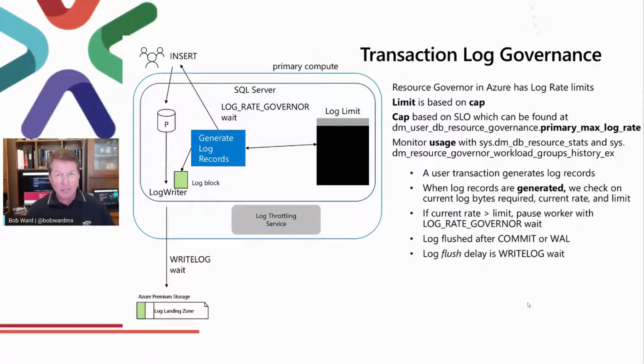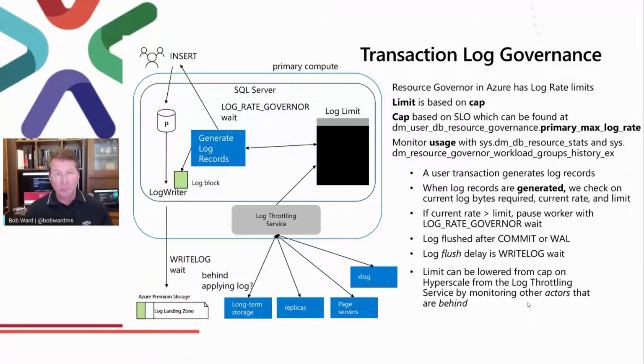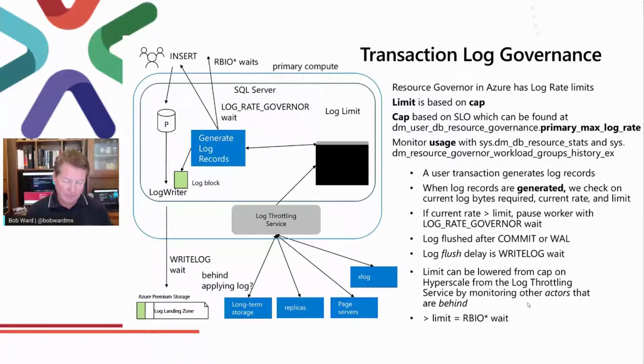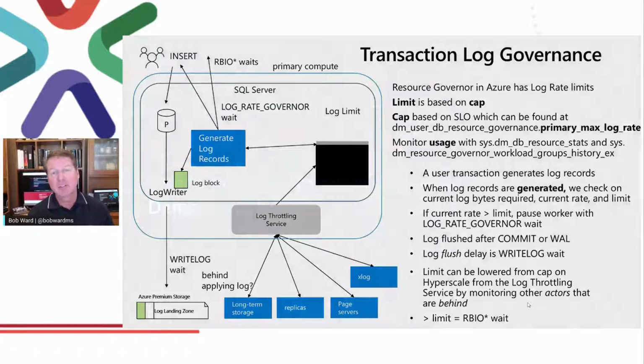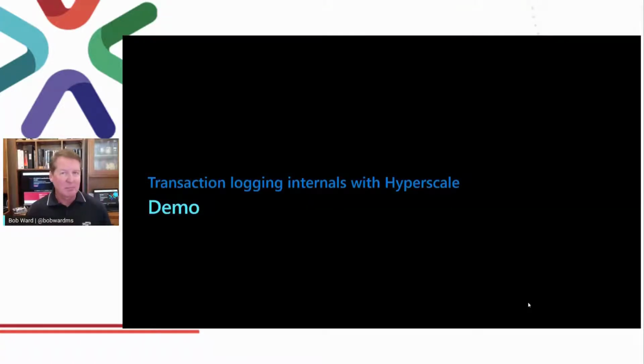Now for hyperscale, we need to make sure everything is catching up. And if these different types of services are behind in applying the log, our log throttling service may lower the limit, what you normally see from your primary max log rate, to make sure they catch up. If we detect when we're generating log records that this limit is lowered because of those conditions, this is going to result in something called an RBIO wait. And Denzel's going to show you a little bit later specifically what that looks like. So with this in mind about the log service and log governance, let's take a look at a demonstration of what that looks like behind the scenes.